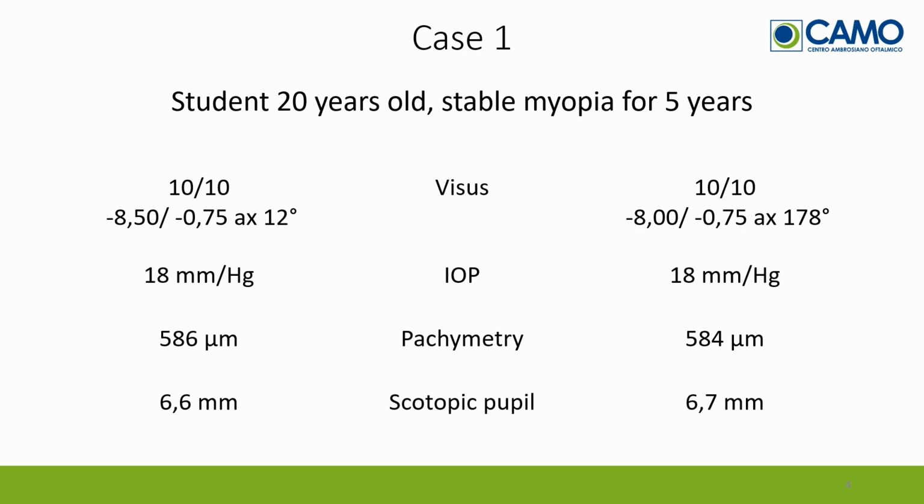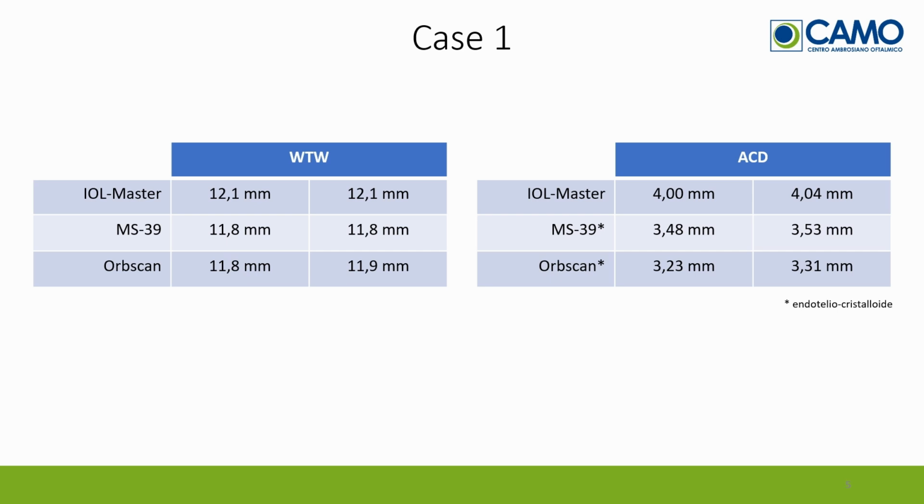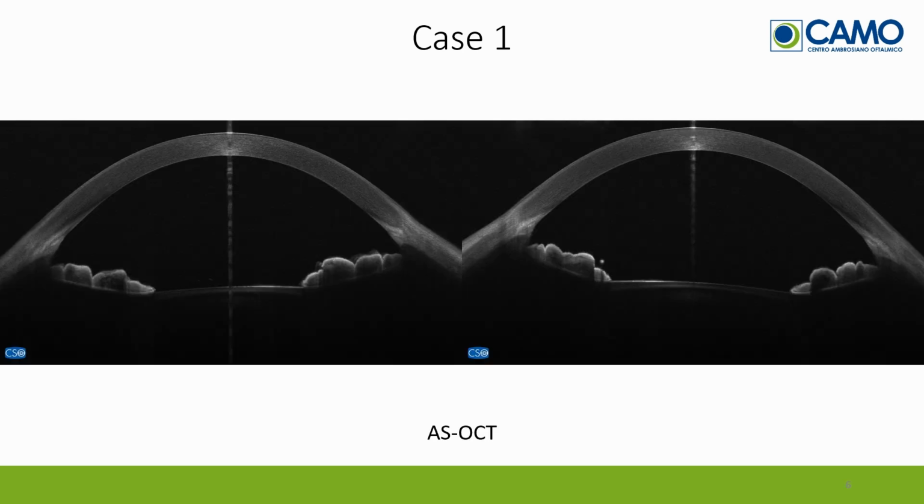He is a student, 20 years old, with stable myopia for 5 years, -8.50 in the right, -8 in the left, with a small astigmatism. All the parameters were satisfactory. Fundus examination was satisfactory. Scotopic pupil around 6.6 mm. He presented a high value of white to white and a very deep anterior chamber. And these are the anterior segment OCT pictures showing the depth of the anterior chamber and the surface of the crystalline lens.